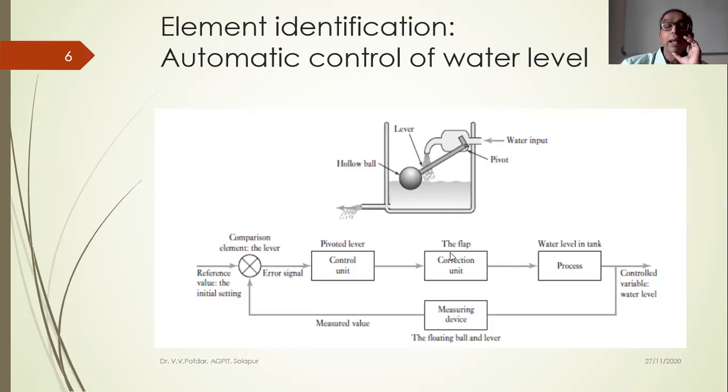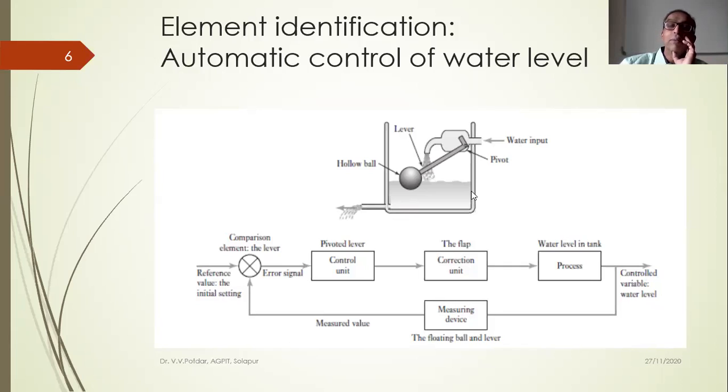Then what is my correction element, the actuating element? The flap, which is opening or closing the tap or the valve. That is my actuating element, the correction element. The flap is my correction element. And then what is the process here? The liquid level or the water level in the tank is the process. Or tank level is the process. And the controlled variable is water level.